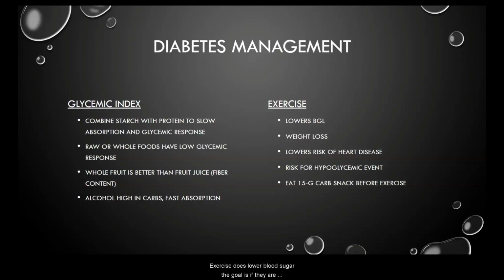Exercise does lower blood sugar. The goal is, if they are obese, to get them to lower their blood sugar. And exercise can also help lower the risk of heart disease and hyperglycemic or hypoglycemic events. They are at risk for those. So if you have a type 1 diabetic or a type 2 diabetic and they are exercising excessively, it's really important that they do eat a carb-loaded snack before they exercise, because the act of exercising in and of itself will lower their blood sugar levels and they could end up hypoglycemic and in trouble in that respect.